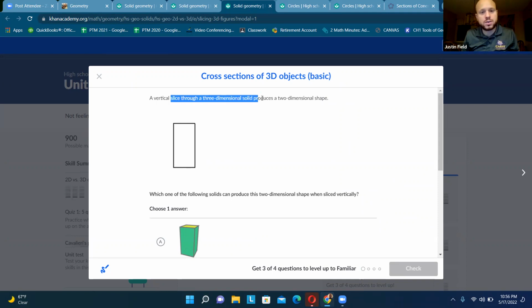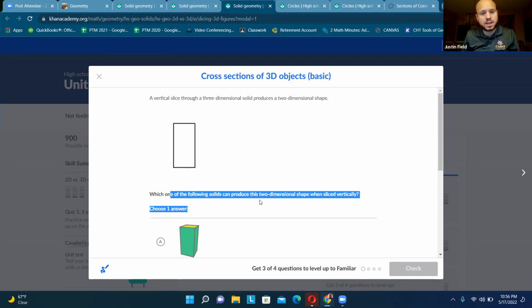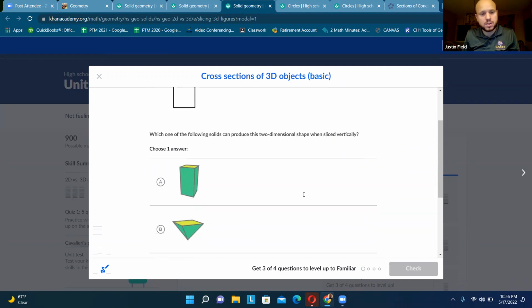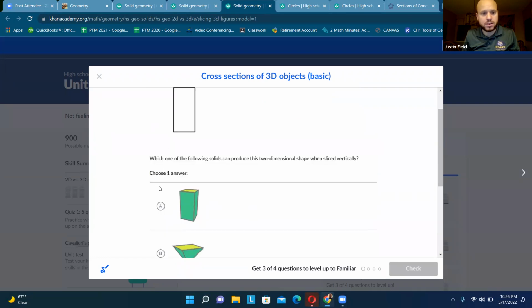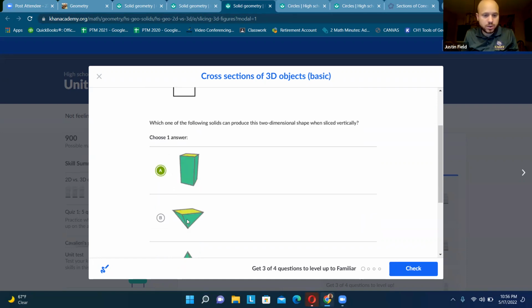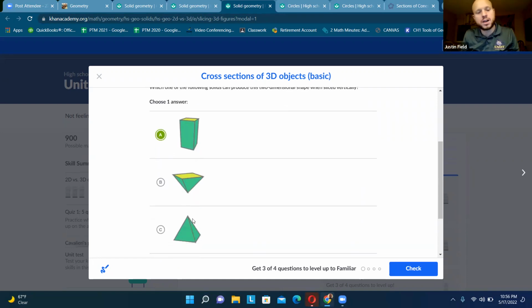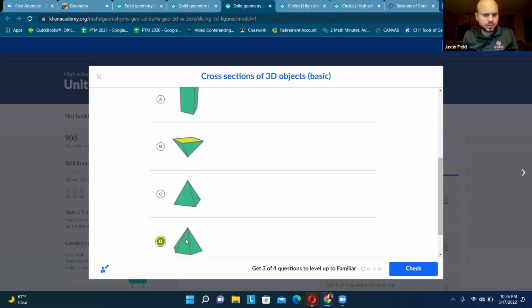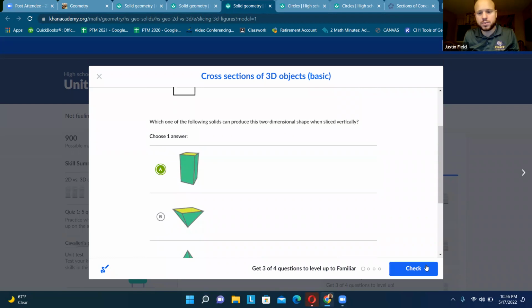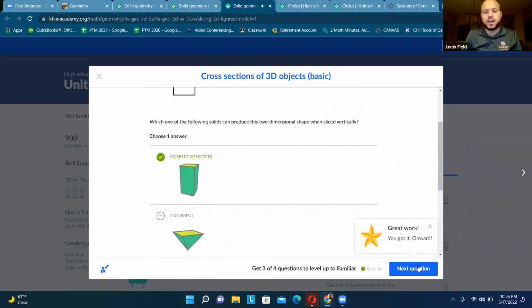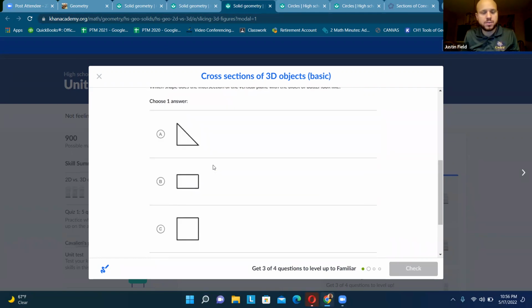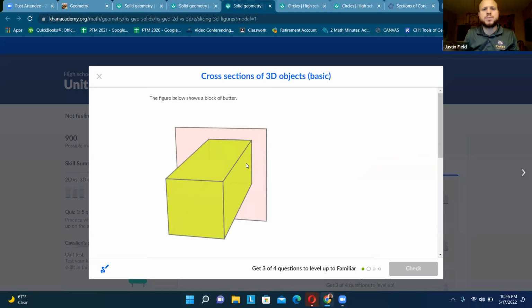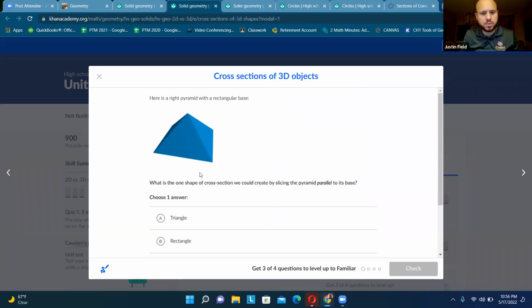So a vertical slice through a three-dimensional solid: which one of the solids can produce two-dimensional shapes sliced vertically? A rectangle. So can this one, if we sliced it vertically? Yes. How about this? If we slice this vertically, well, that would be a triangle, wouldn't it? So only this rectangular prism would give us a rectangle when we sliced it vertically. Ooh, block of butter. Okay, so go ahead and just visualize, practice what cross section it would be.